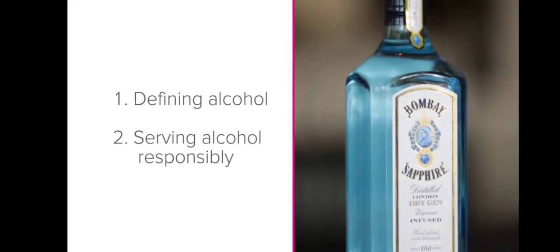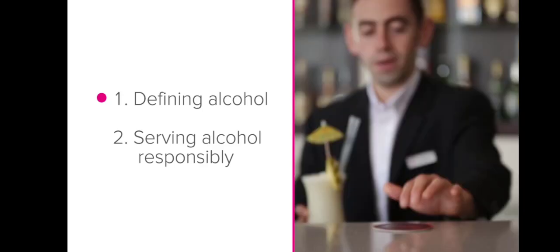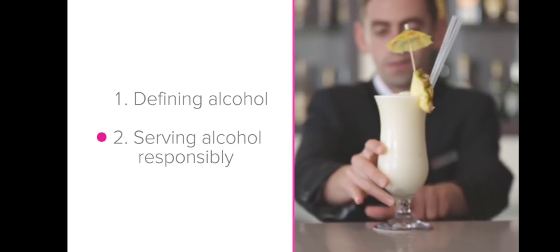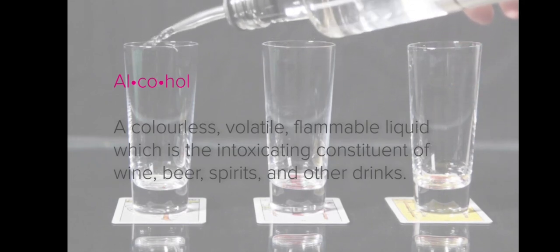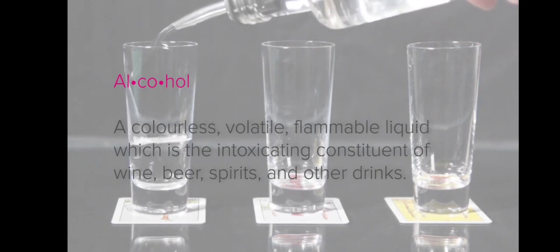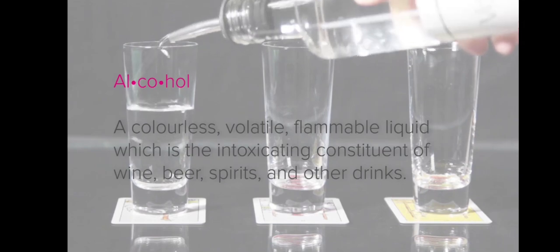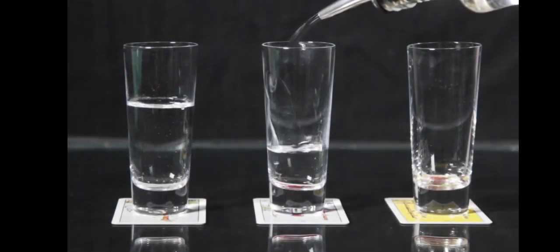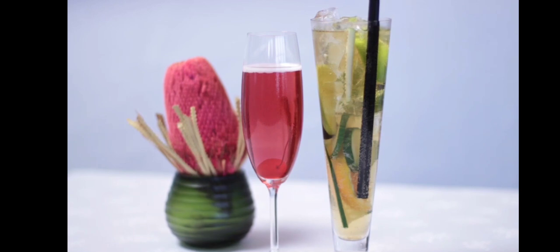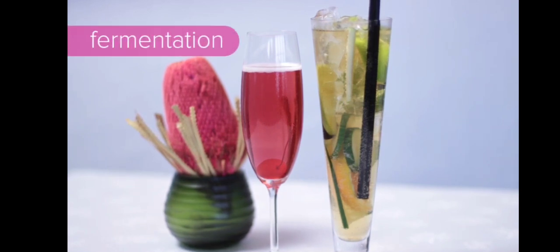In this lesson, we will look at defining alcohol and serving alcohol responsibly. Let's start with a brief definition of what alcohol is. Alcohol is defined as a colorless, volatile, flammable liquid, which is the intoxicating constituent of wine, beer, spirits, and other drinks. It is typically produced through the process of fermentation.